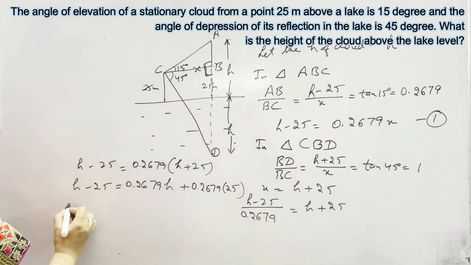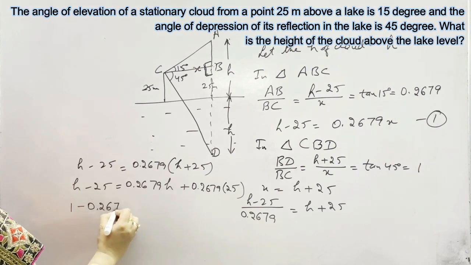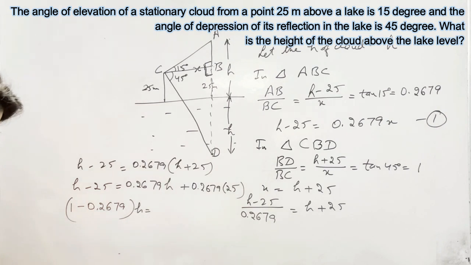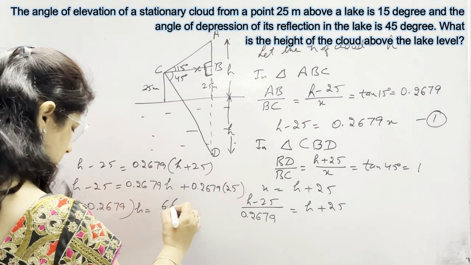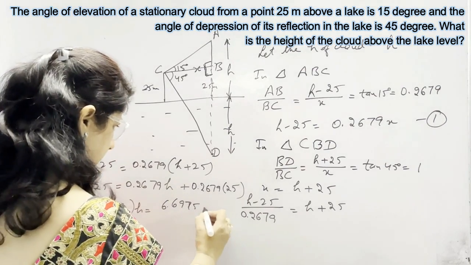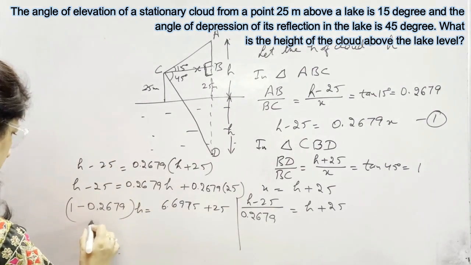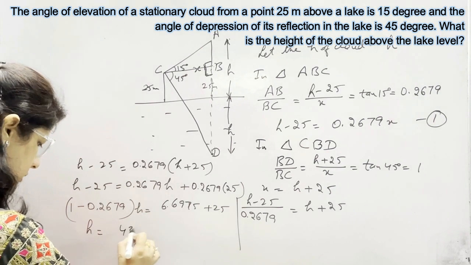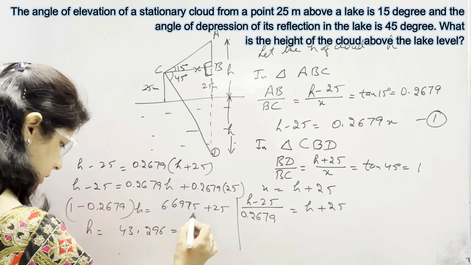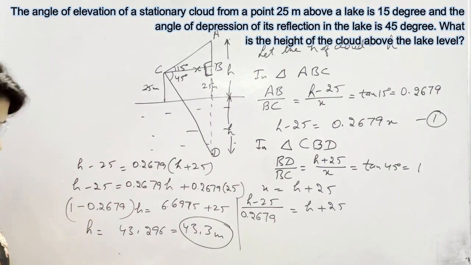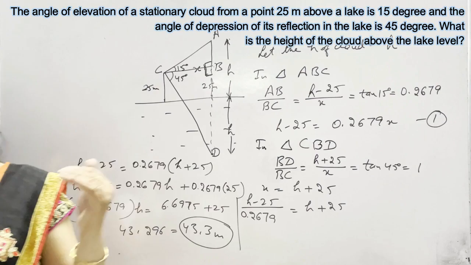Taking h on the same side, (1 minus 0.2679)h, and then adding this value here. 0.2679 multiplied by 25 is 6.6975, and this 25 adding here. So the value of h is equal to 43.296. It means 43.3 meters is the height of the cloud above the lake.